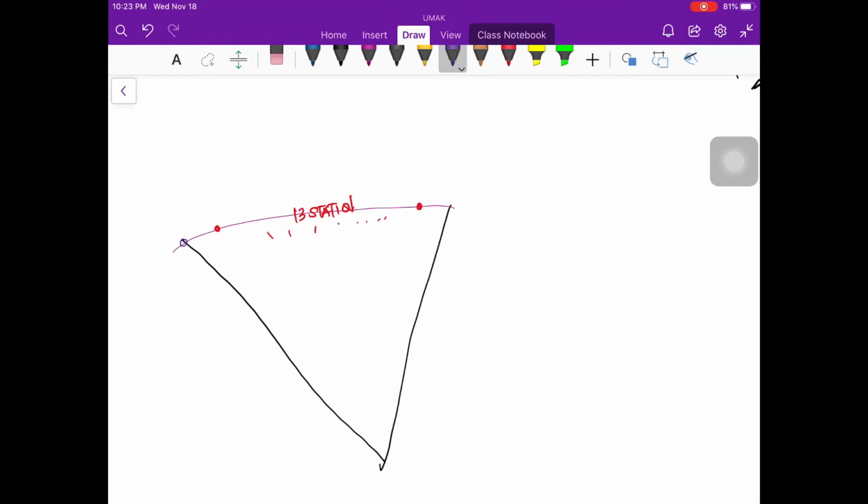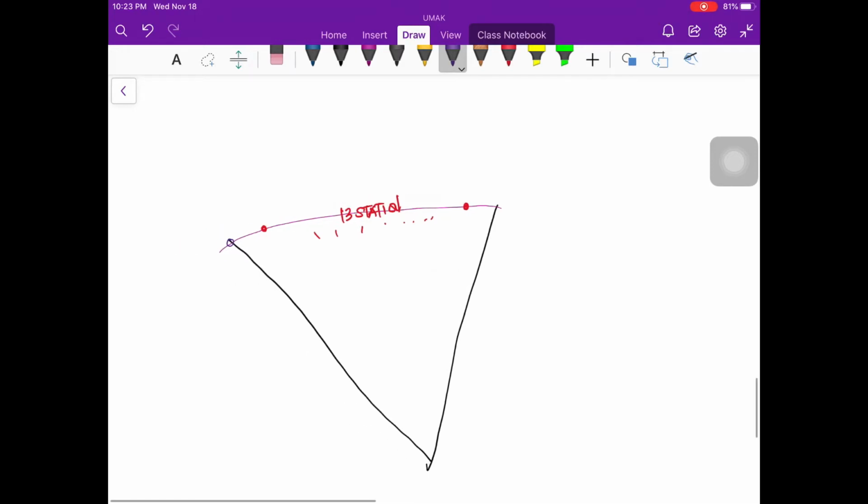This one is 238. This is the PC at 238 plus 44.75. The next station will be 239 plus 000, and this one will be 252 plus 000. And this station is PT at 252 plus 30.17.